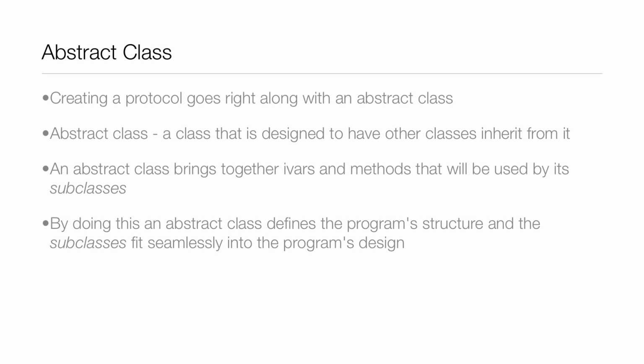Now, an abstract class. Creating a protocol goes right along with an abstract class. An abstract class is a class that is designed to have other classes inherit from it. An abstract class brings together ivars and methods that will be used by its subclasses. And by doing this, an abstract class defines the program structure, and the subclasses fit seamlessly into the program's design.